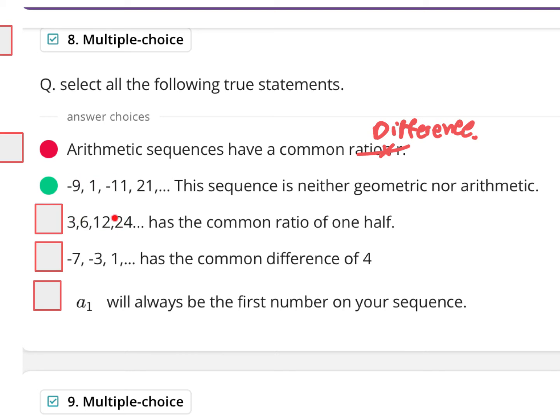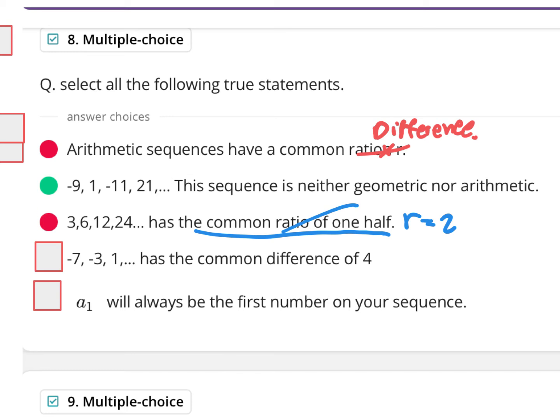Does this sequence have the common ratio of 1/2? Well, 24 divided by 12 is 2. 12 divided by 6 is 2. 6 divided by 3 is 2. So the common ratio is 2, not 1/2. Again, if you're looking for the common ratio, take the number and divide it by the previous number. So this one has a common ratio of 2, and it says it has a common ratio of 1/2. That makes it false. So as you can see, red dot right there, it's false.